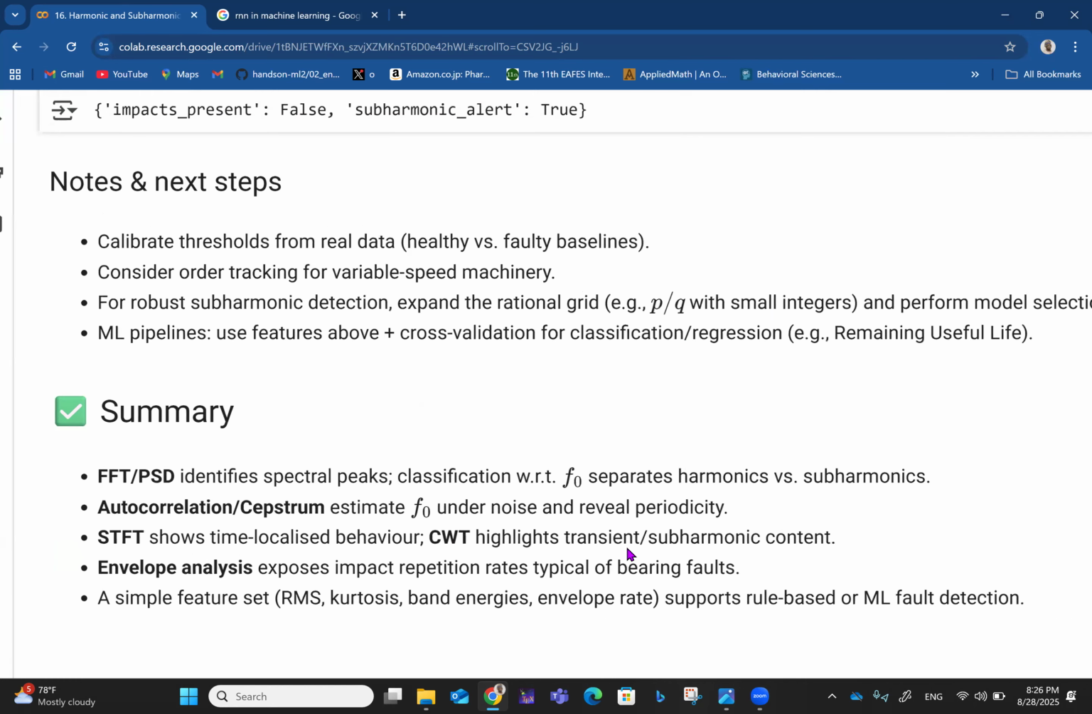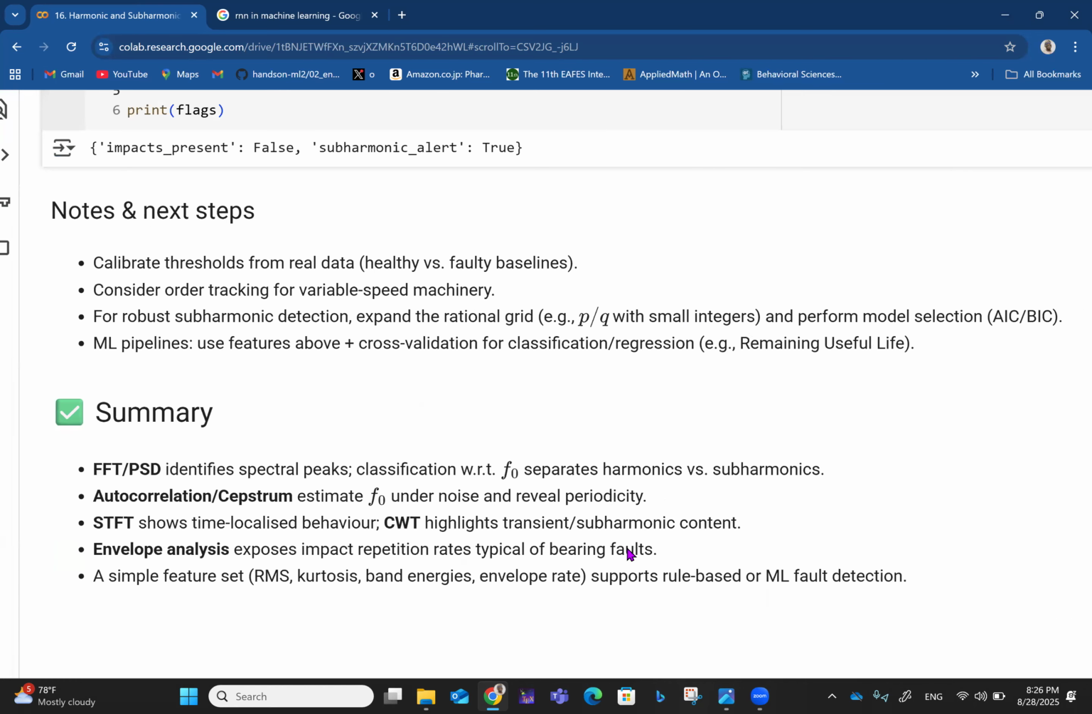Some things you can note, and next steps. We can calibrate thresholds from real data, like healthy versus faulty baselines. We can consider order tracking for variable speed machinery. We can have robust subharmonic detection, expand the rational grid, e.g. P over Q with small integers, and perform model selection, say AIC or BIC. AIC, I think, is Akaike information criterion, I've forgotten what the I is. Then we have ML pipelines, where we use the features above plus cross validation for classification and regression. That can help to detect the remaining useful life.